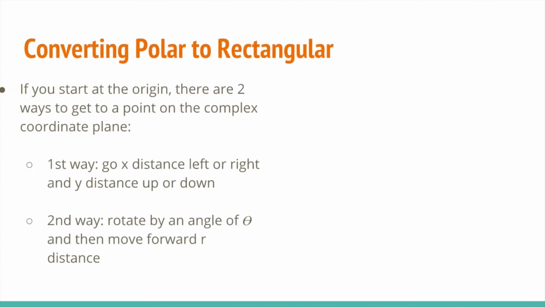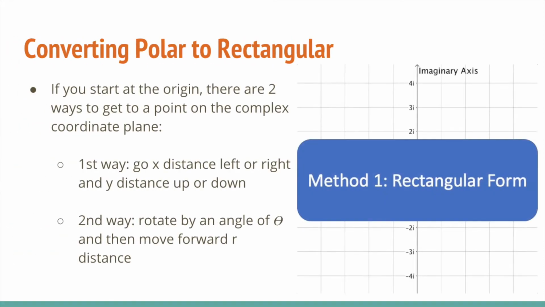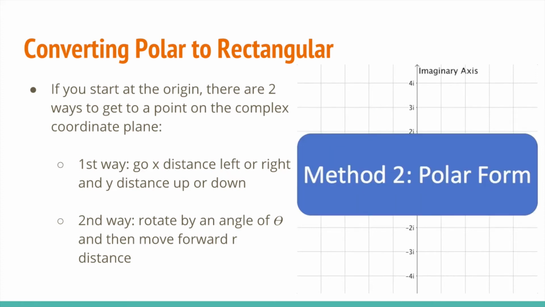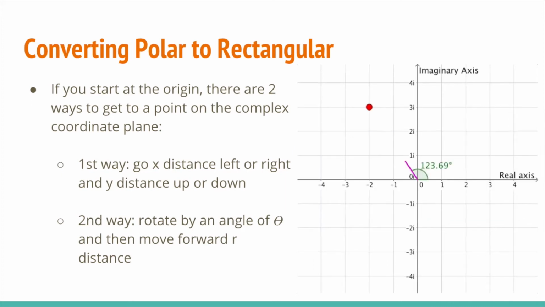Because there are 2 different forms of complex numbers, there are 2 different ways to get to a point from the origin. For rectangular form, you first move on the real axis and then move on the imaginary axis. This means first move left or right and then move up or down. For polar form, first rotate by your argument and then move forward by your modulus.